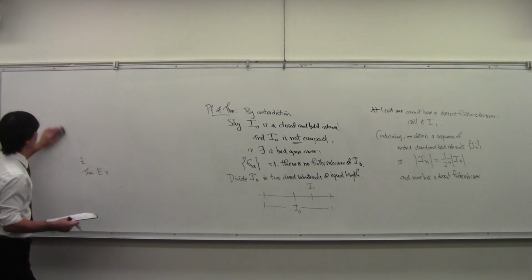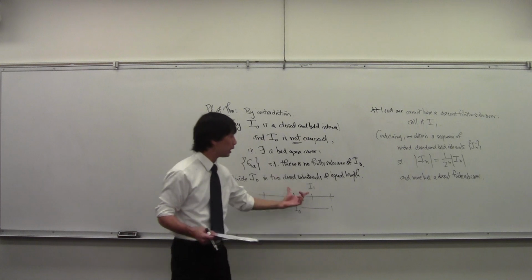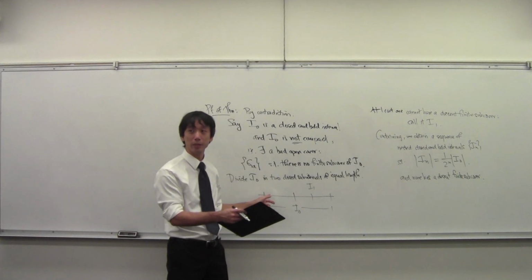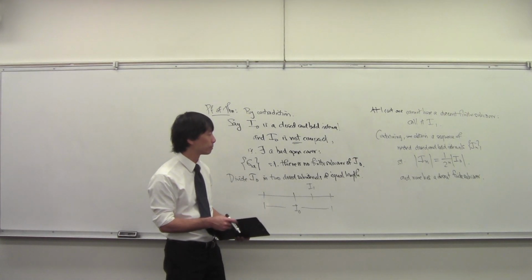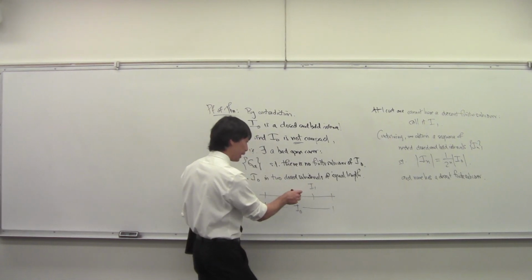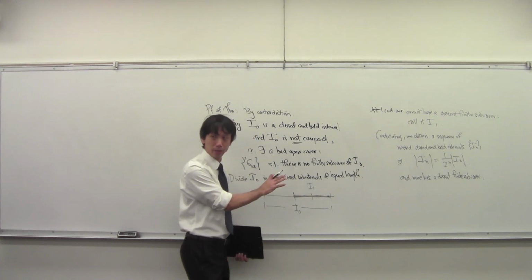Yeah, Nick. Sorry, is it none or is that at least one? None of these guys. None of these intervals that we've chosen has a decent finite subcover. Because like in the first step, you said at least one doesn't have a decent subcover. So, and we chose that guy. We said, the guy on the right, that's going to be our I1. Okay, that guy doesn't have a decent finite subcover.